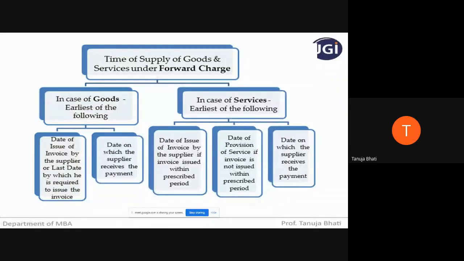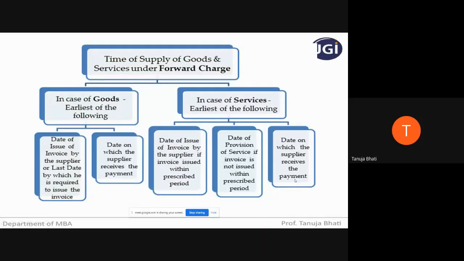Then in case the invoice is not issued within the prescribed period, that means after providing the services within 30 days, you are supposed to issue the invoice. Suppose within this period you are not issuing the invoice, then the time of supply will be the date of provision of service or date of payment, whichever is earlier. Now suppose if you're not able to ascertain these both, then it will be the date on which the supplier receives the payment.